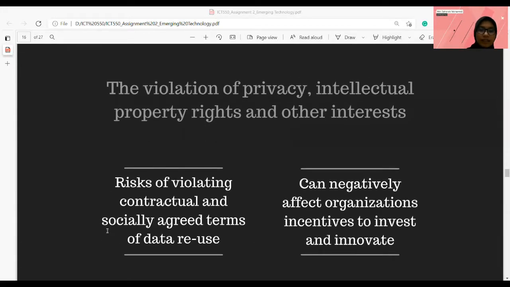Next is the violation of privacy, intellectual property rights, and other interests, like the risk of violating contractual and socially agreed terms of data reuse that can negatively affect organizations' incentives to invest and innovate.